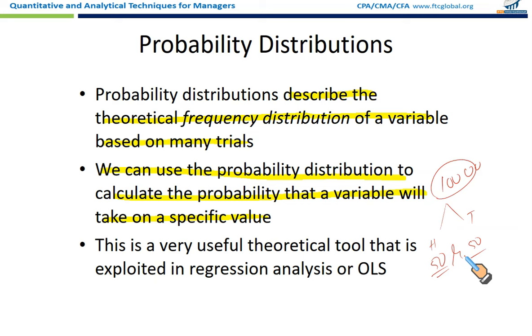But in our case, with education and earnings, a probability distribution can help us predict how likely it is that someone with a certain level of education will earn a certain amount of money. It's a bit like guessing the average height of people in a city by looking at lots of different people's heights and figuring out which heights are most common. So this is how probability distributions work. This is a very useful theoretical tool that is exploited in regression analysis. Yes, these charts are super handy in our maths detective work, OLS regression, because they help us understand and make good guesses about how education and earnings are linked for lots of people.